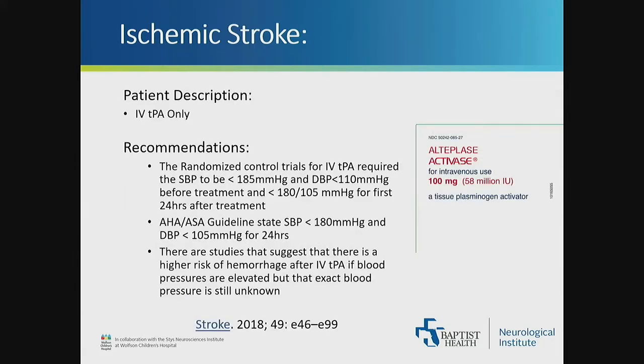Next patient is our IV-TPA only patient. The recommendations are there were randomized clinical control trials for IV-TPA, and the systolic blood pressure that they used for those trials was less than 185 and a diastolic of less than 110 before treatment, and then 185 over 105 for the first 24 hours. And those actually are our American Heart Association guidelines. So those are what we follow today.